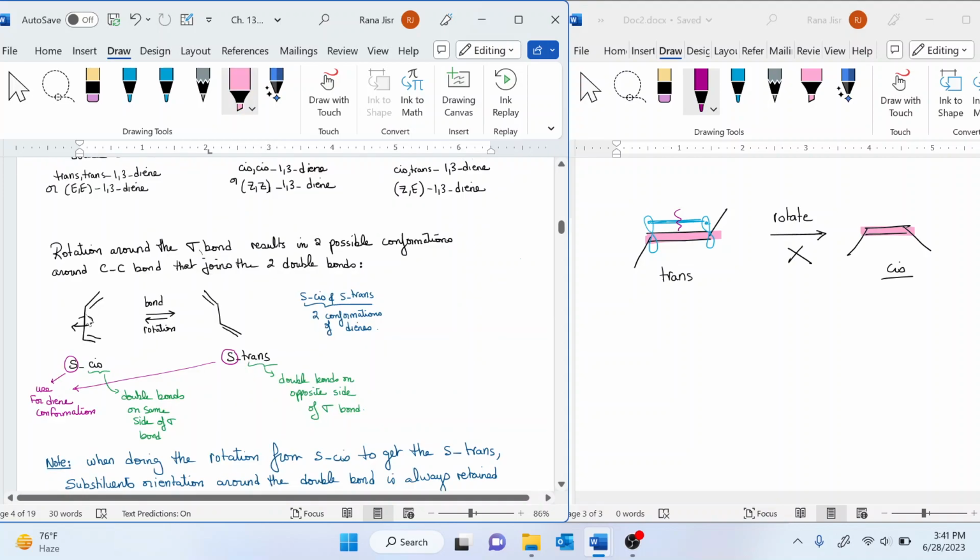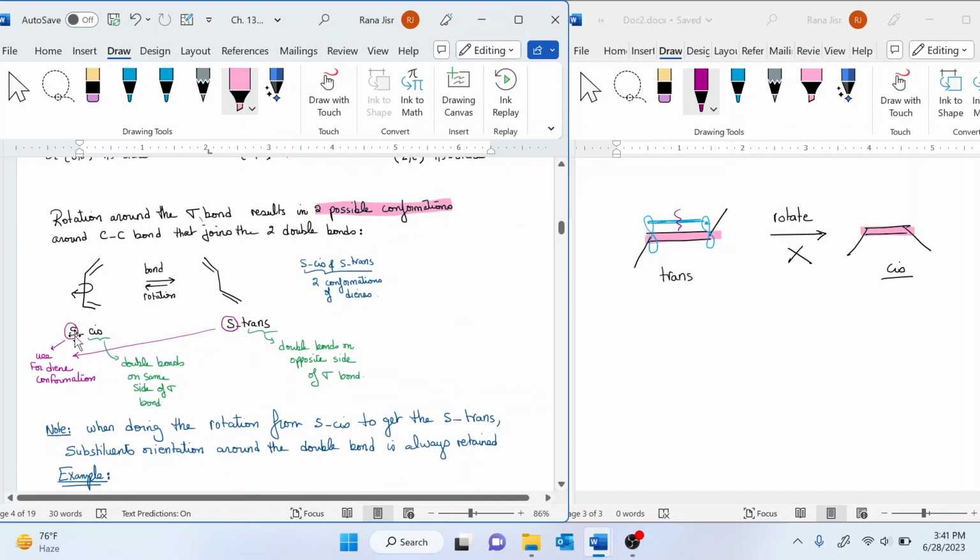Because rotation exists around the sigma bond between two double bonds, we are going to end up having two possible conformations of the conjugated dienes. And those conformations, to give them a name, we're going to start with an S. S means that I am rotating the sigma bond between the two double bonds. If the two double bonds are facing each other, then this is going to be called S cis. You can do the rotation, and now the two double bonds are opposite to each other. Now this is called an S trans conformation.